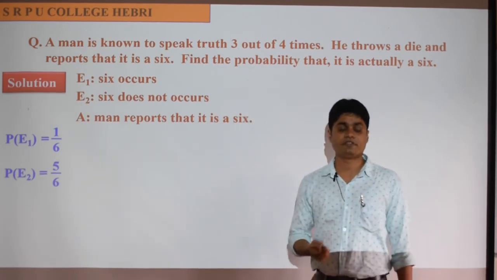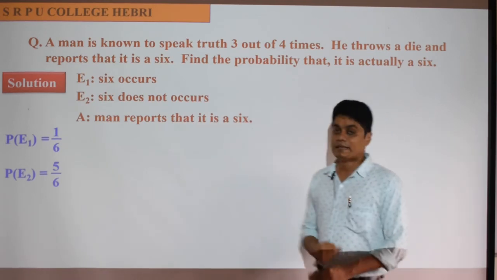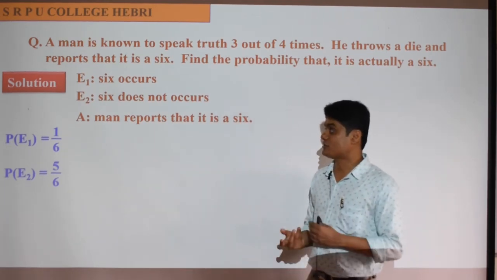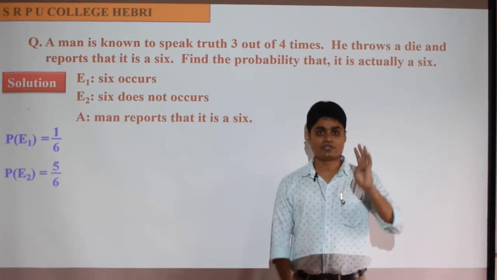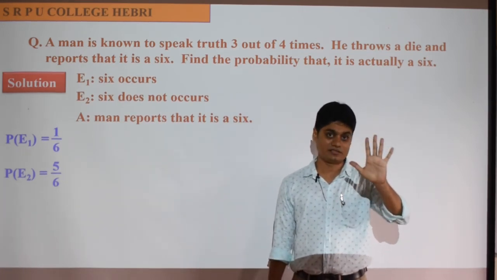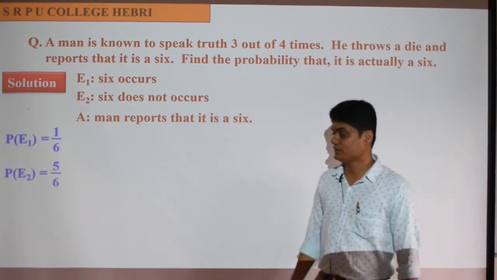So probability of E1, the die shows 6, is nothing but out of 6, one chance, that is 1 by 6. The die does not show 6 means what? It shows 1, 2, 3, 4, 5, and the 5 chances of occurrence. Total chance of occurrence is 6, so it is 5 by 6.